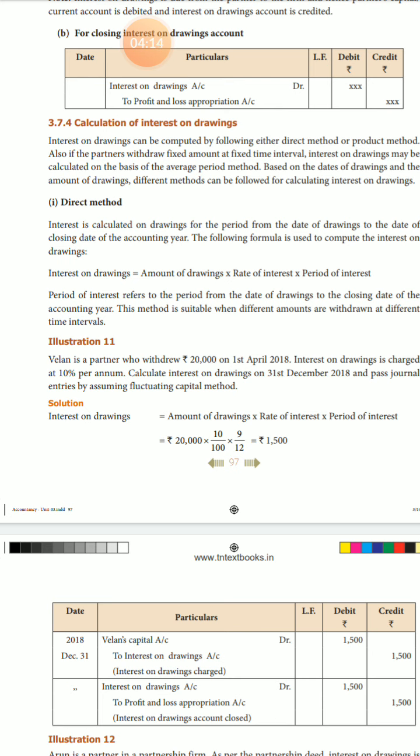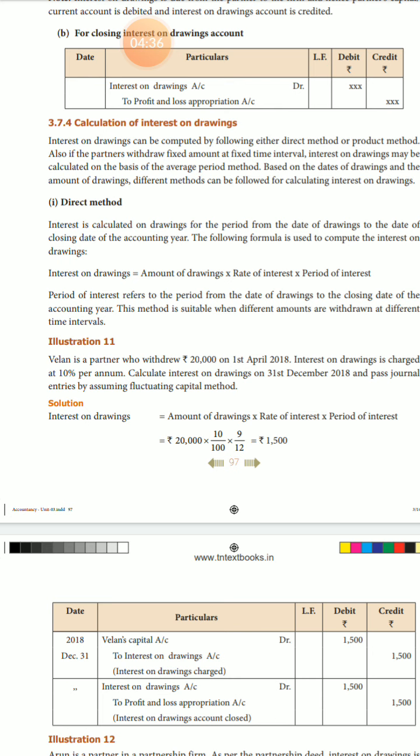And pass the journal entry, assuming a fluctuating capital method. Fluctuating means it changes. Fixed means you fix one value, and it remains the same value only. But fluctuating means it can change at any time.